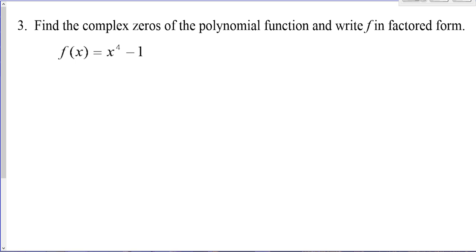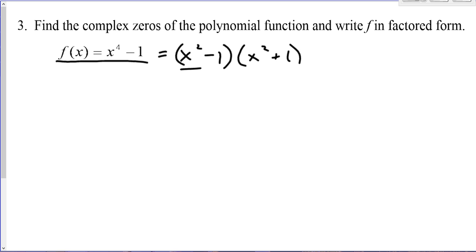All right, so x to the fourth minus 1, you've seen this in class when we were working on factoring. Well, this is a difference of two perfect squares. This is x squared minus 1 times x squared plus 1. Well, this factors nicely, difference of squares again: x minus 1, x plus 1. So I can see my real zeros are going to be when x equals 1 and negative 1.